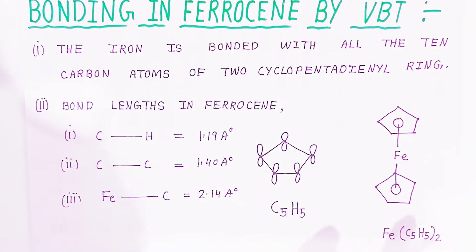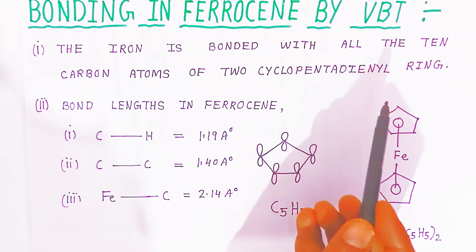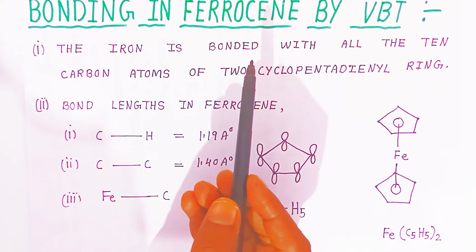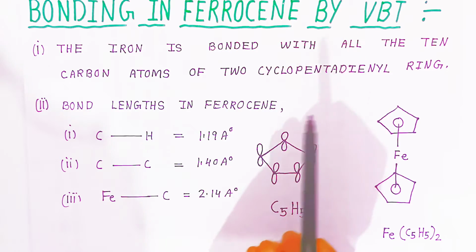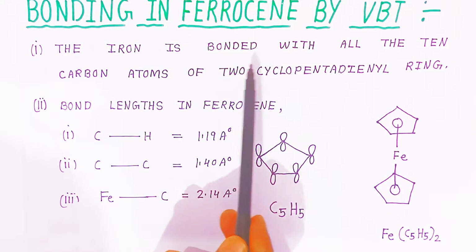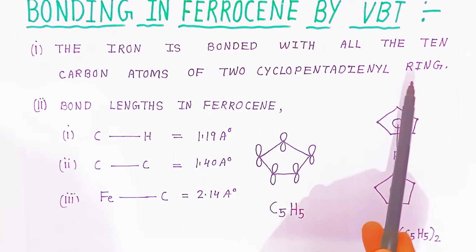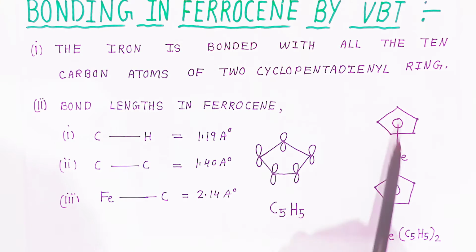Today students, we are going to see in this video bonding in ferrocene by valence bond theory and the molecular orbital theory. Which types of bonding are present in the ferrocene compound, that we are going to explain with the help of the valence bond theory first, then we are going to see the molecular orbital theory. The iron is bonded with all the 10 carbon atoms of 2 cyclopentadienyl rings. As you know students, in the ferrocene compound, this is the iron and this iron is sandwiched between these two cyclopentadienyl rings.